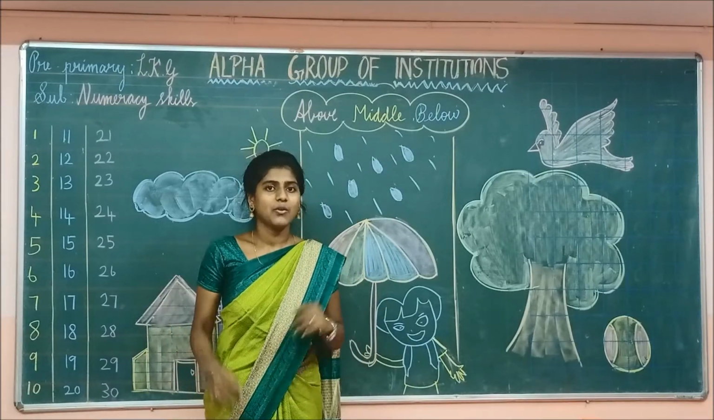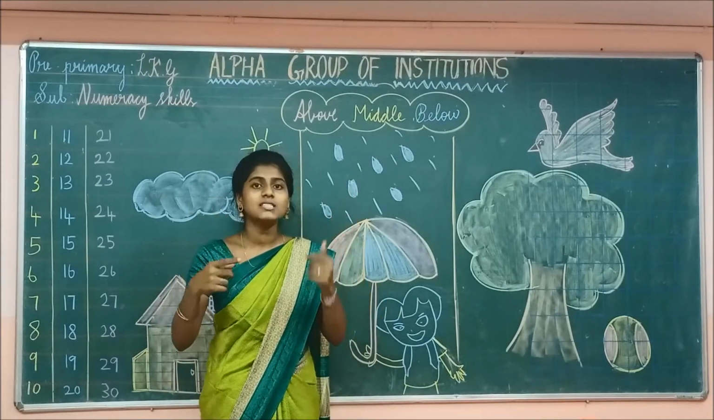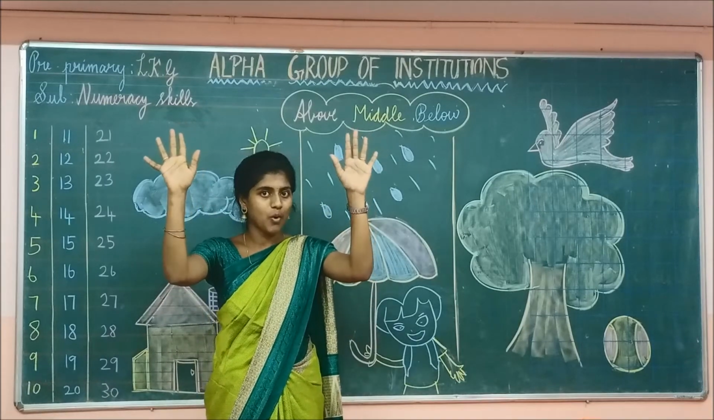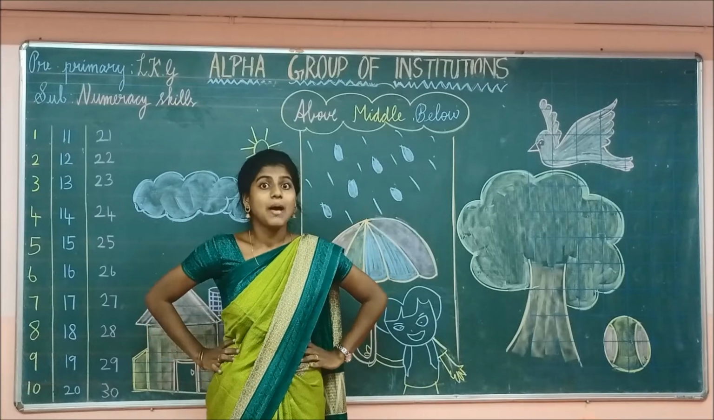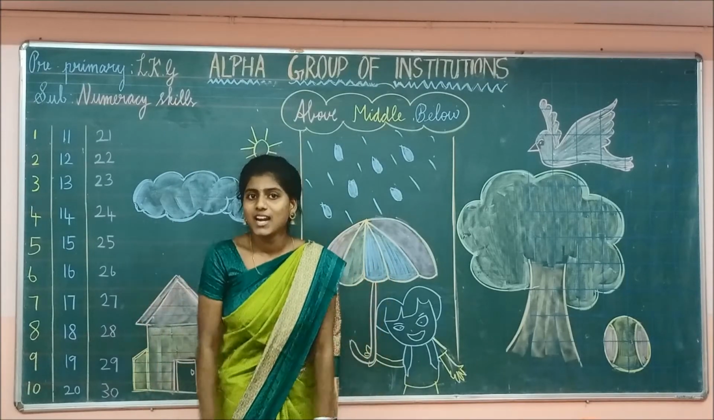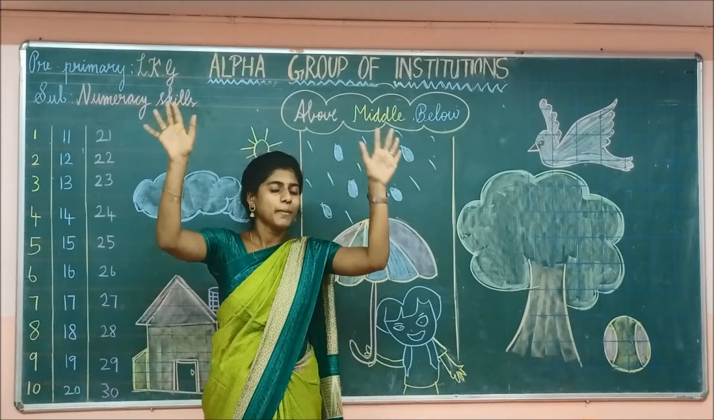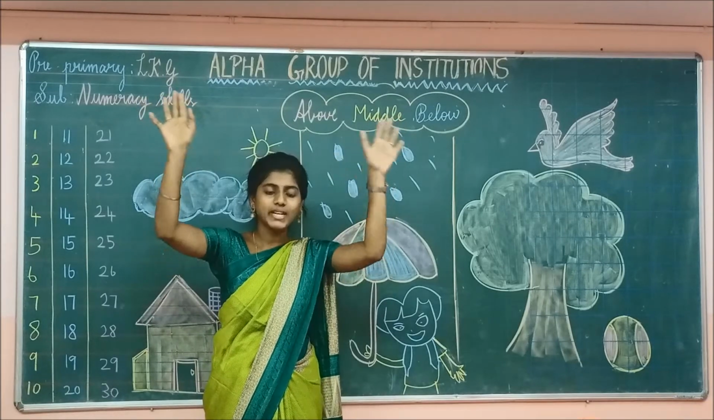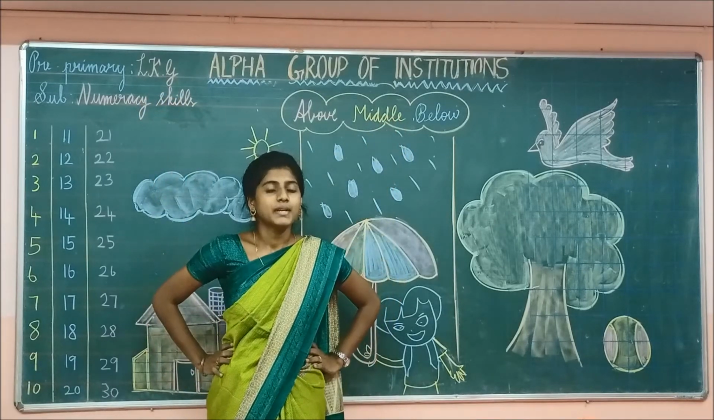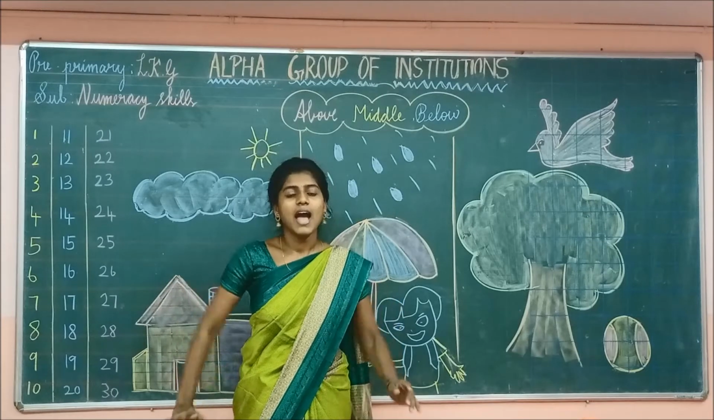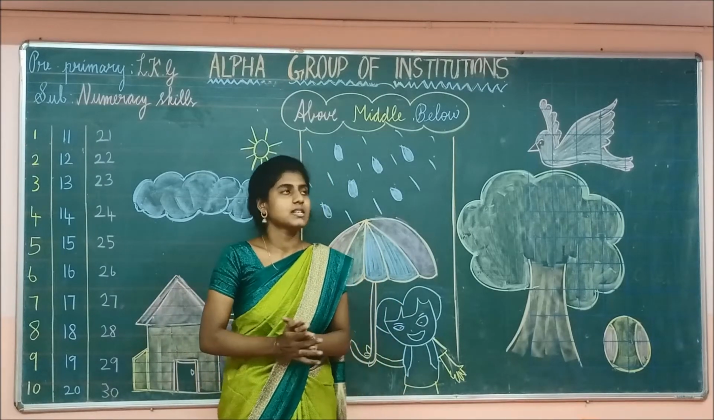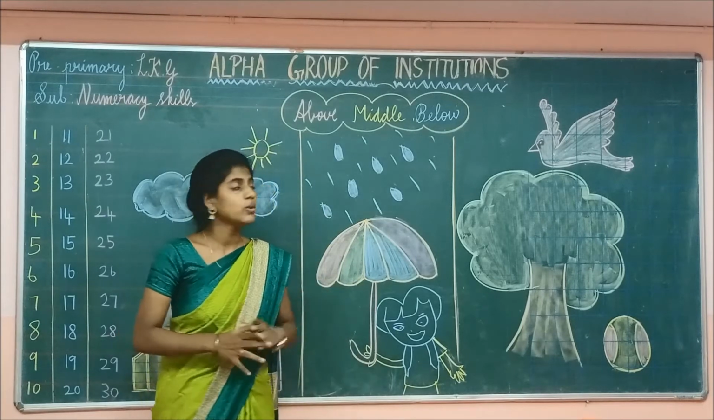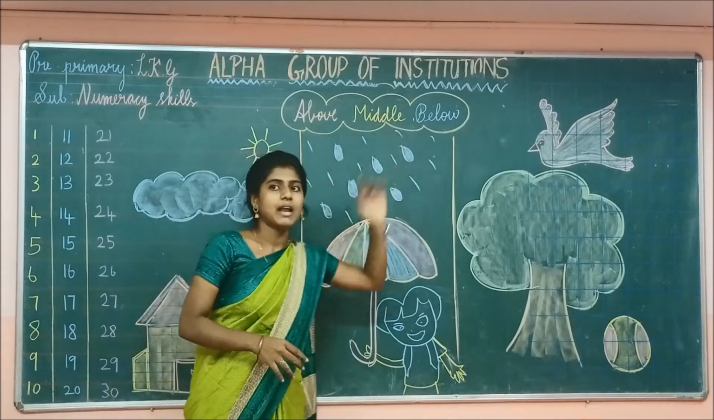Okay, children, I hope you can catch this. Hands are above, and the waist is middle, and our legs are below. Above means top, and middle means center, and below means lower part. Okay, children, I hope you understood above, middle and below.